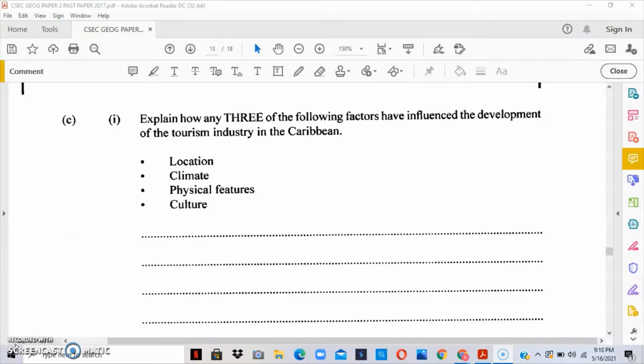Now, aside from sand, sea, and sun, we also have waterfalls in the Caribbean. We have natural vegetation, we have animals, we have volcanoes, and we have many other physical features that help to develop the tourism industry in the Caribbean.